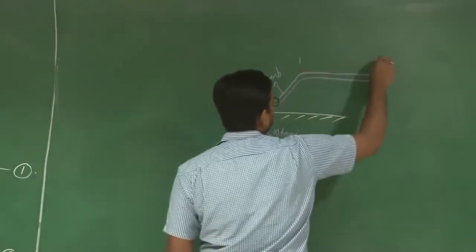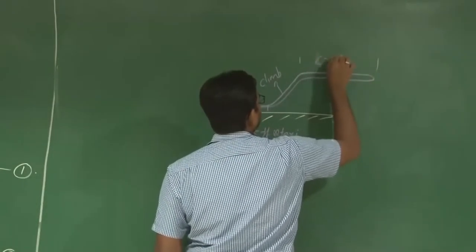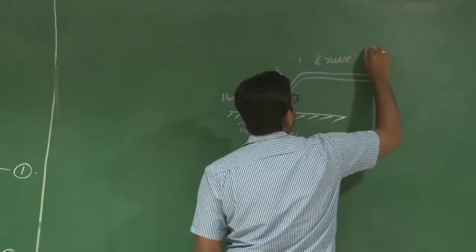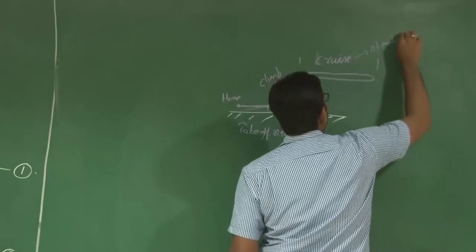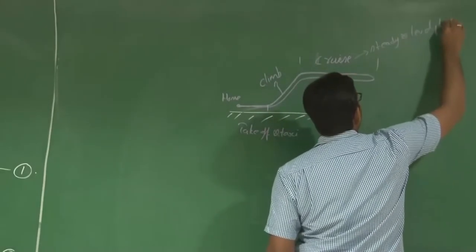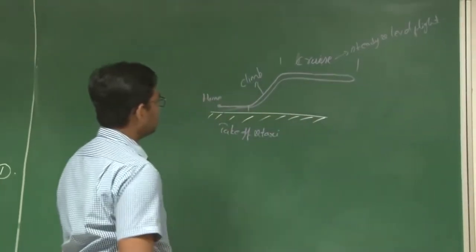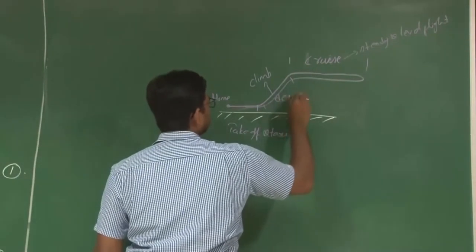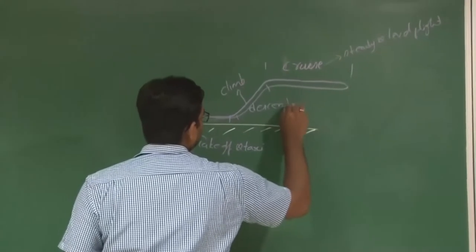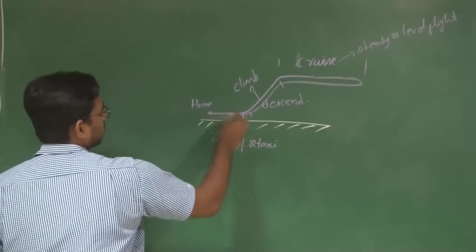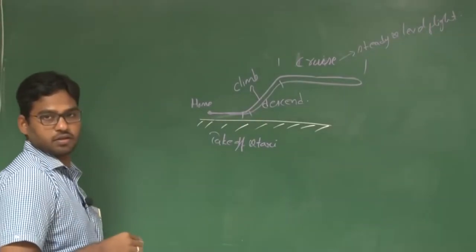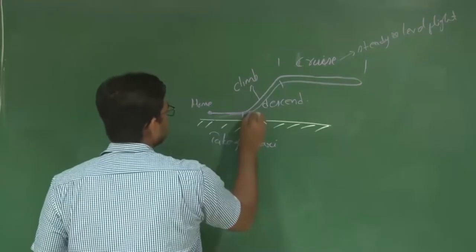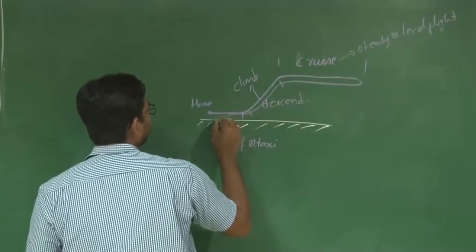This mission is mostly a cruise, a steady and level flight. Then it will come back to the approach point and start approaching the home by descending to the ground, and it will take an approach, descend, and landing.